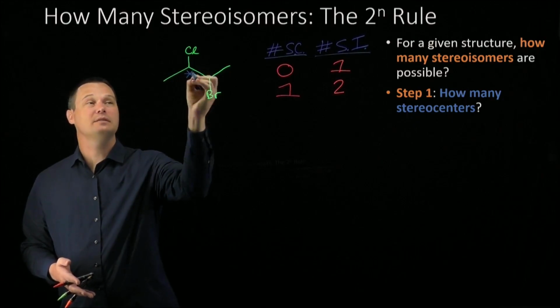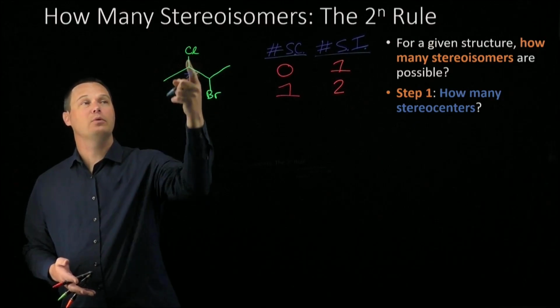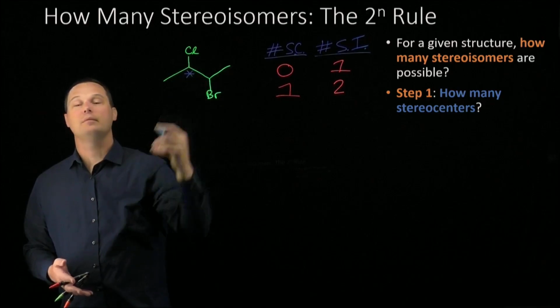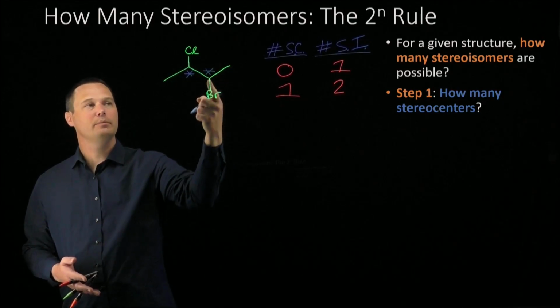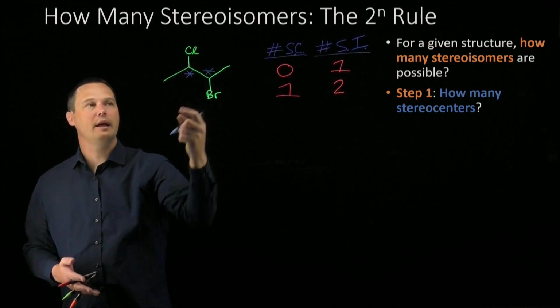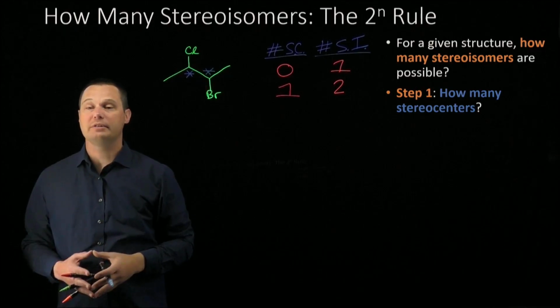Carbon number 2 is a stereocenter. It's got the methyl group, the chlorine, the carbon chain with the bromine, and the implied hydrogen. And carbon number 3 is also a stereocenter. It's got a methyl group, the bromine, the carbon chain with the chlorine, and an implied hydrogen. There are 2 stereocenters in this molecule.